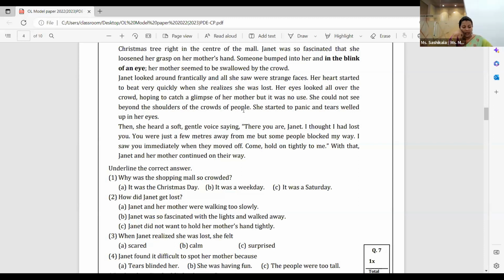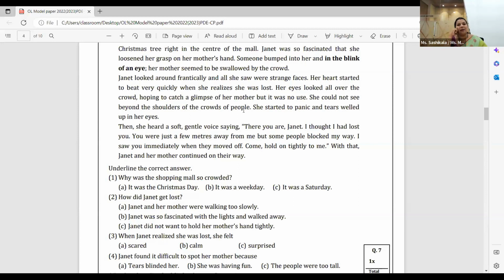They are trying to say that people were so tall that she couldn't see beyond the shoulders of the crowd. So the people were very tall. So the answer is beyond the shoulders of the crowd, which implies or which means people are taller than her.